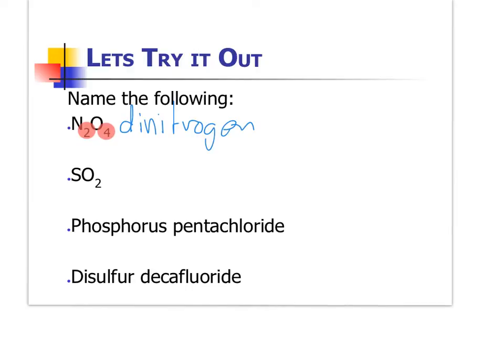And then the second step is to name the second element. Well, the second element is oxygen. I need to change the ending to IDE, but I still have to put the appropriate prefix, and that would be tetra. Now, this one has a different thing where we would normally say tetra, but because you have the double vowel thing, it's just tetroxide.